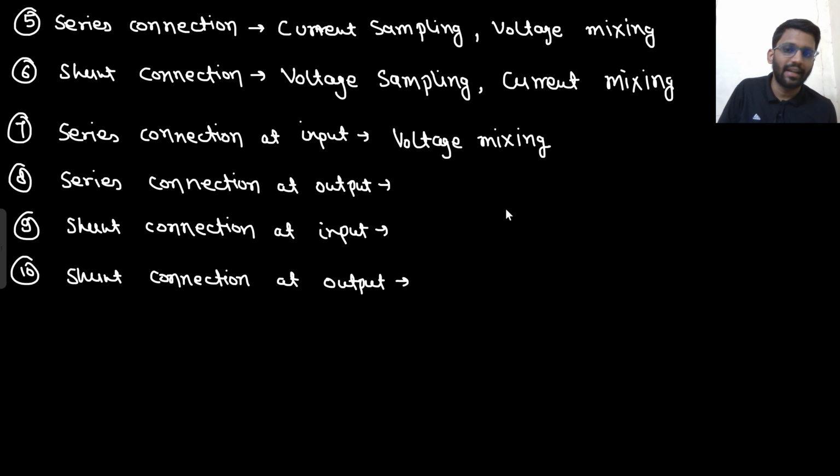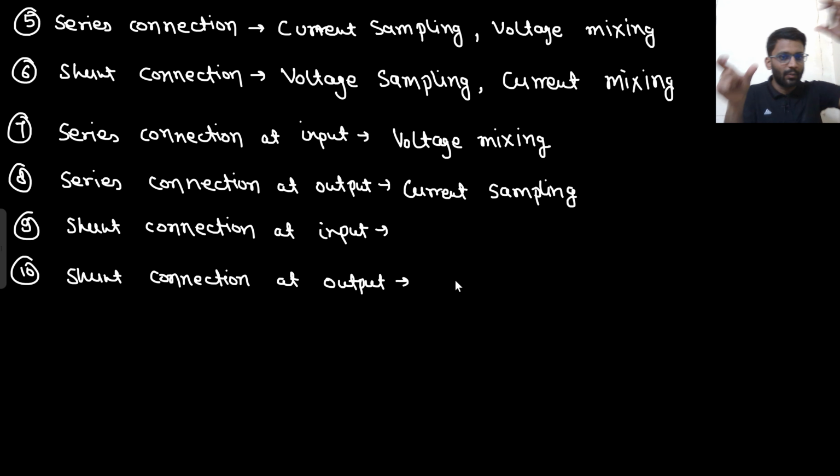Now series connection at output. At output it is certainly sampling, right? If I am talking about output, it is certainly sampling. So in series connection, what is sampled? Current is sampled. So this is current sampling. So if there is series connection at the output, then current will be sampled, right?